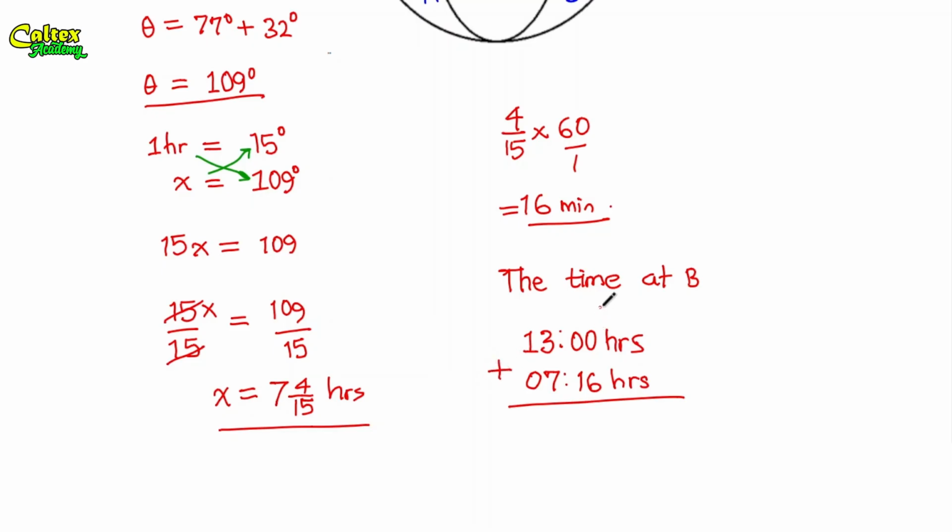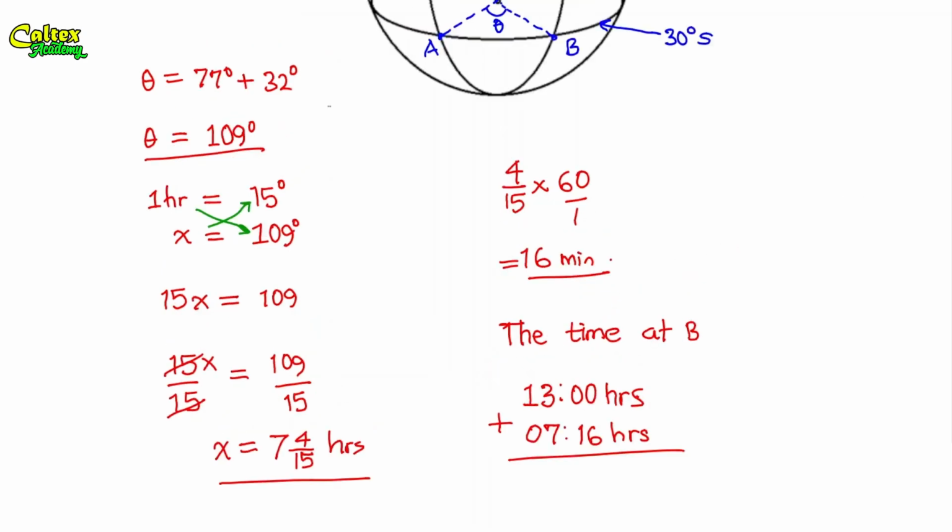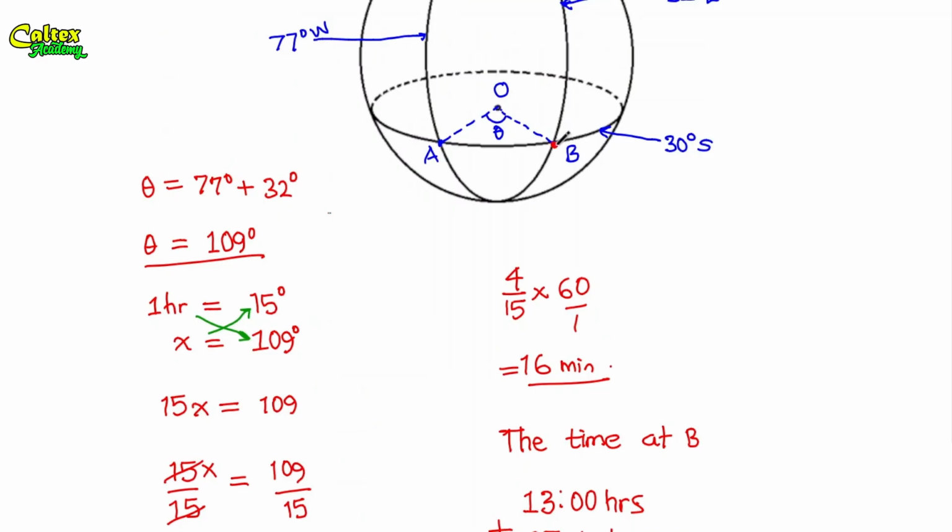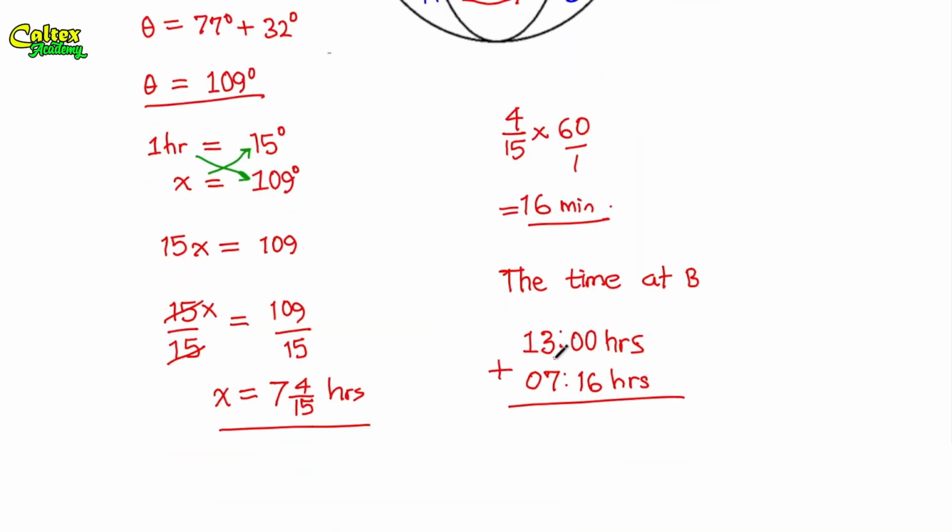The reason why we're adding here is because point B is to the east of point A. So if we move in this direction, we are adding time. But if at all point B was on the other side, west of point A, then we lose time, so we simply subtract. For now, we are adding, and that is the reason why we just added here. So if you add this, we get 16 hours. And that answers part A of our question.